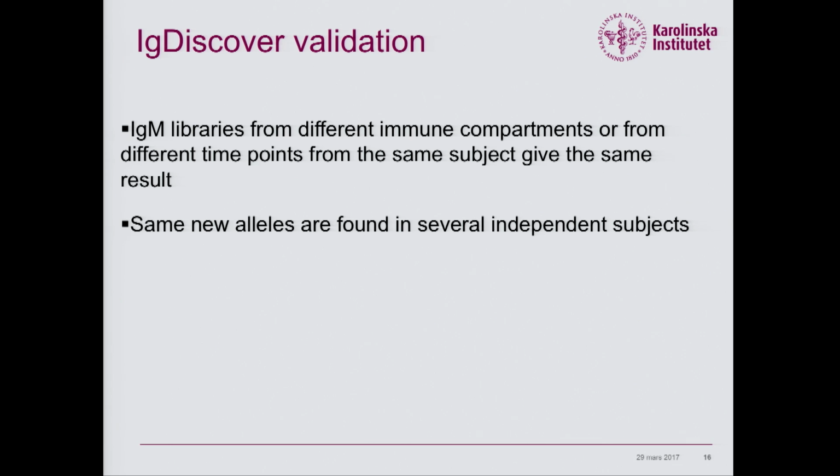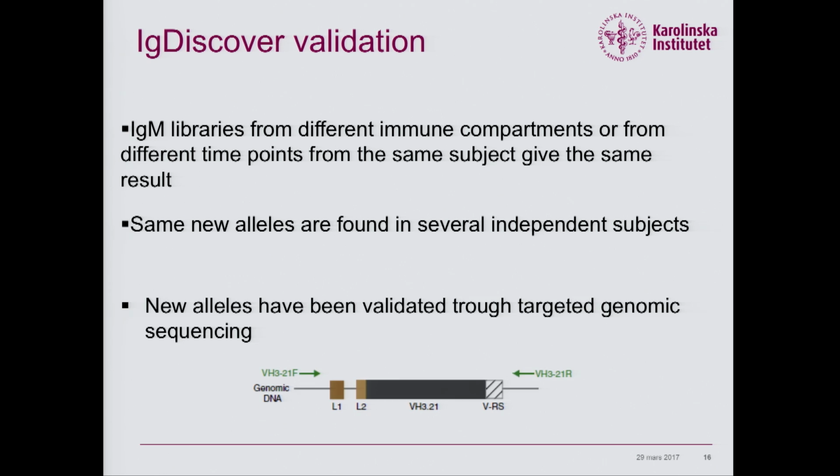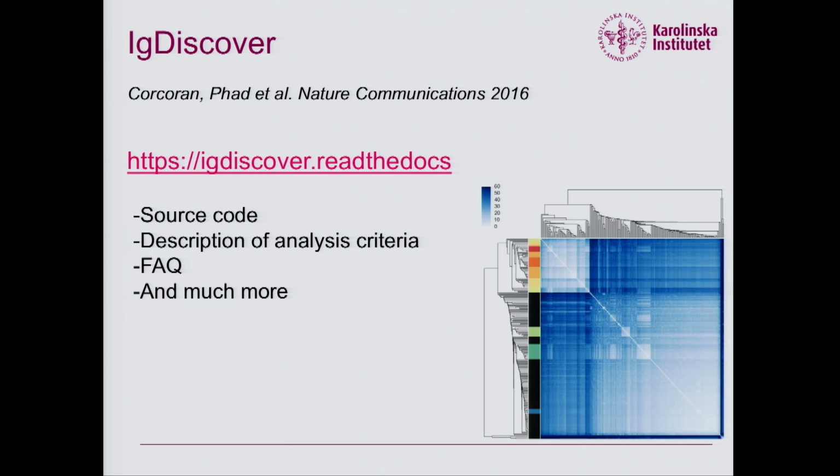Other ways to validate alleles would be to say that you find them in independent individuals, the exact same 100% identical sequence, and we do that for some alleles. And we've also done targeted genomic sequences, and this is perhaps the most important part because then you can be absolutely sure that they're present at the genomic level.